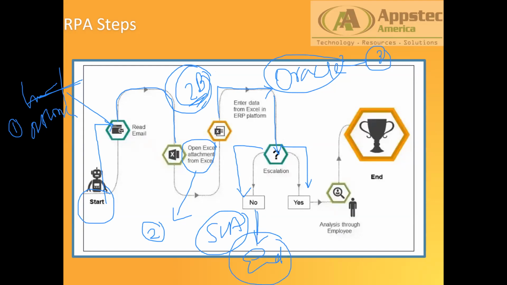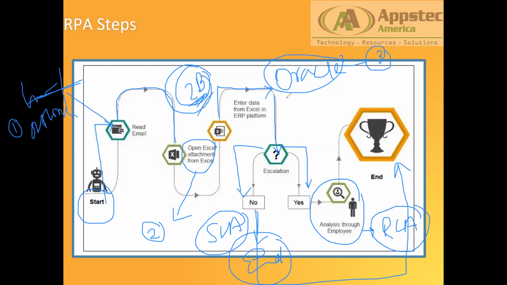Correct? Or rather, I would say the end is here. Now, if there is an escalation, you need to analyze through your employees or processes, that you do an RCA, root cause analysis, that why there was a delay of more than 2 days to get the data entered into the Oracle ERP from Excel. And then your process ends.